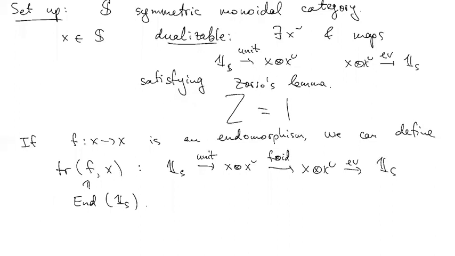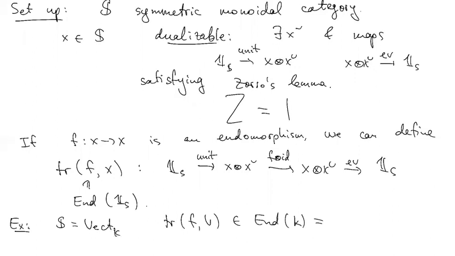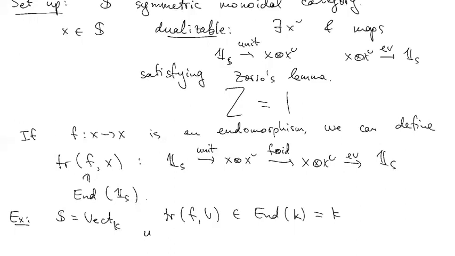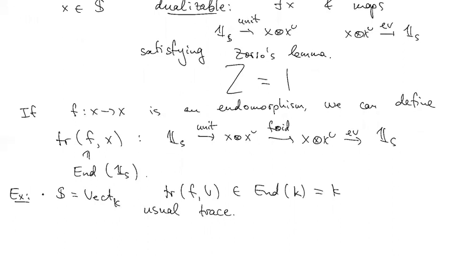So let's give an example. Of course, the first example is S being the category of vector spaces. Then trace of F on V, first of all, this lives in endomorphisms of the unit, maybe Vect_K for some ring K. So endomorphisms of the underlying ring K, and this is the usual trace. This is what I try to teach my linear algebra students. So that's where the name comes from, if nothing else.